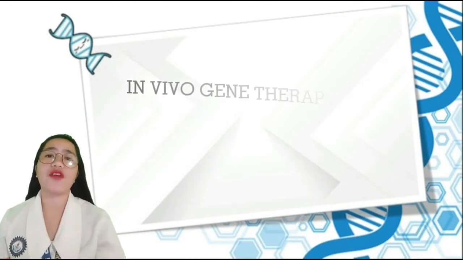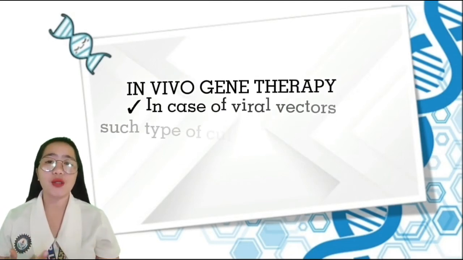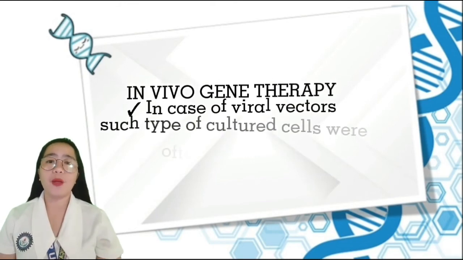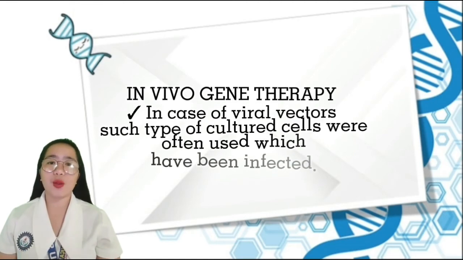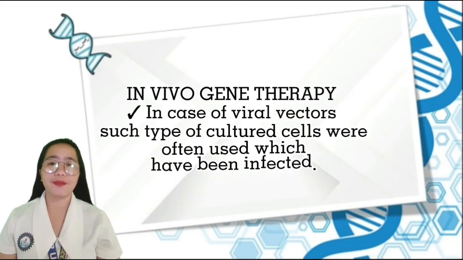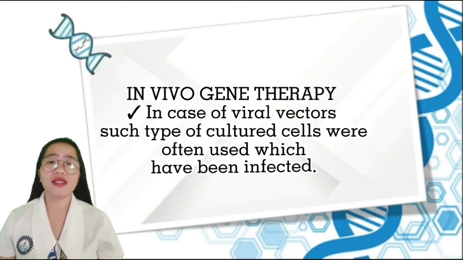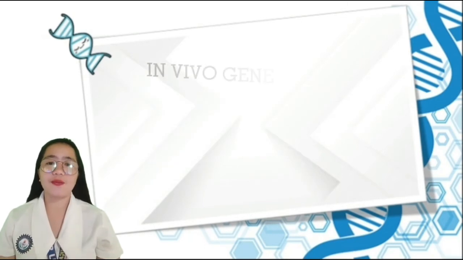In case of viral vectors, such type of cultured cells were often used which have been infected with the recombinant retrovirus in vitro to produce modified viral vectors regularly. These cultured cells will be called vector-producing cells or VPCs. The VPCs transfer the gene to surrounding disease cells.